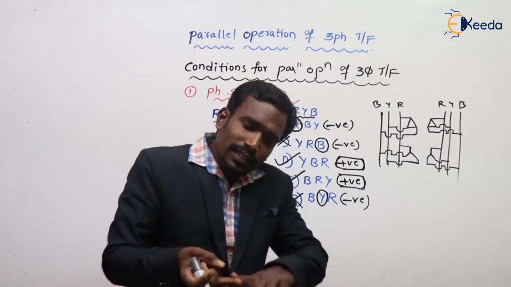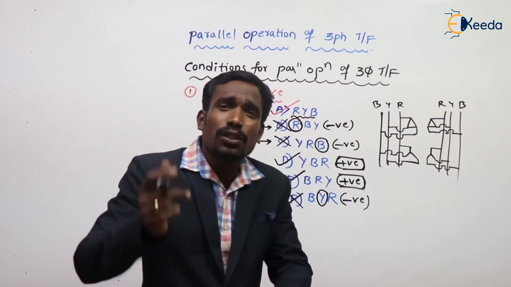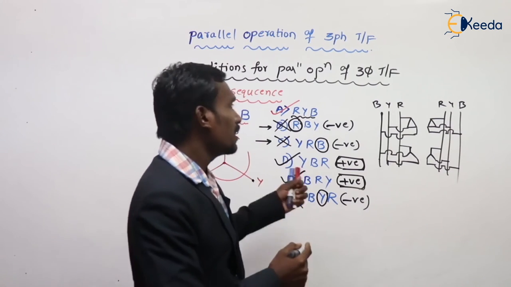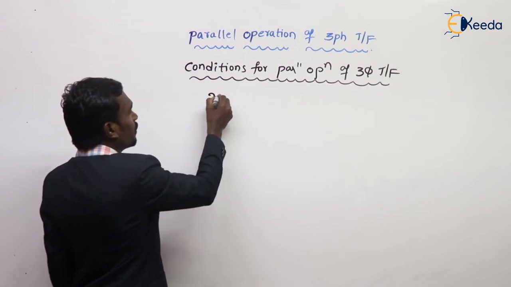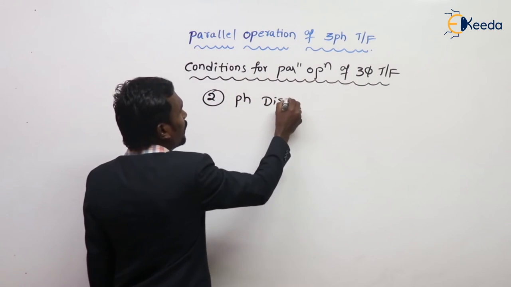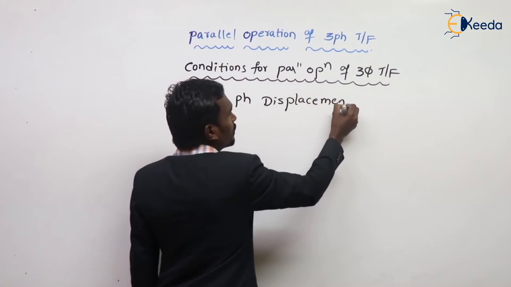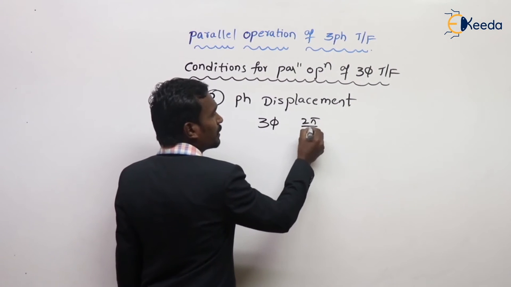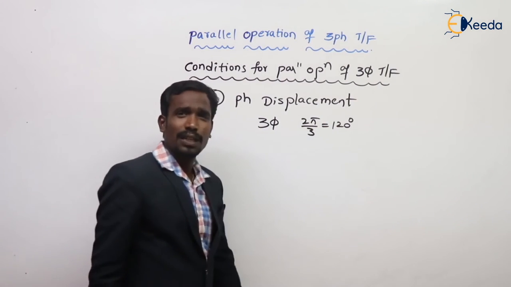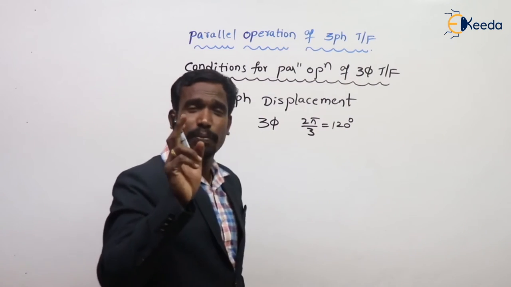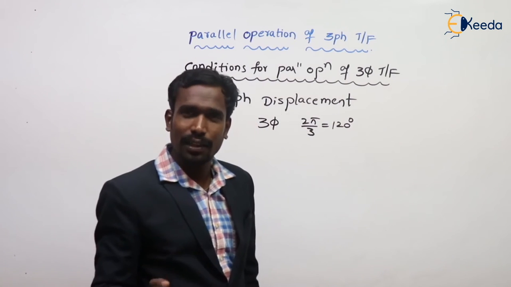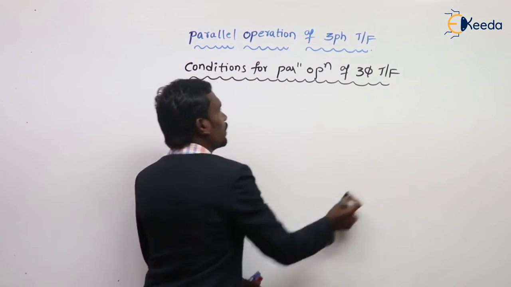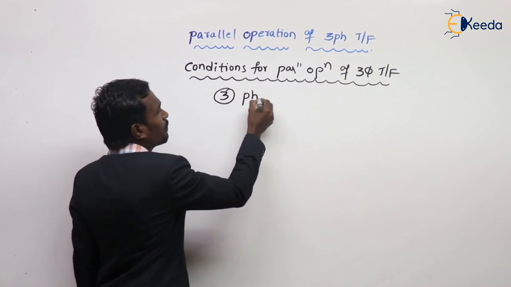Of course, voltage same, voltage ratio same, polarity same. These all belong to single-phase transformers. We already discussed earlier. Yes or no? Yes, right. Then go for the second condition. The second condition is that the phase displacement should be the same. Generally for a three-phase system, the phase displacement is 2 pi by 3, or simply 120 degrees. The phase displacement between two transformers should be the same, then only we can make it parallel. Phase sequence and phase displacement. And the third one, very important one, phase group should be the same.